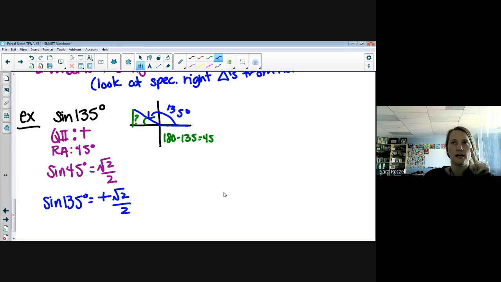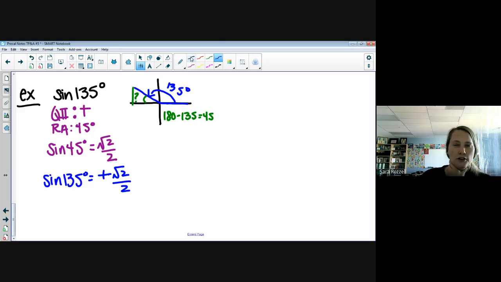So is it positive or negative based on the quadrant? What's the reference angle? Use your notes from last time to figure out what the ratio is, then put together the positive or negative with that ratio. Okay, we're going to try another, and then that'll be the last thing. Actually, we have a formula, I'll just write the formula down for you to use after this, but we'll not do an example of it.